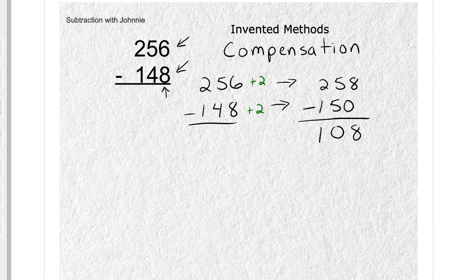So compensation works like the Austrian method in that you can round a number, bend a number, shape a number to a friendly number, as long as you do take into account how you've changed it and do the same to the top number. So I have one more surprise for you. Some big numbers with zeros. And think about how this compensation method works with a little bit of a twist.